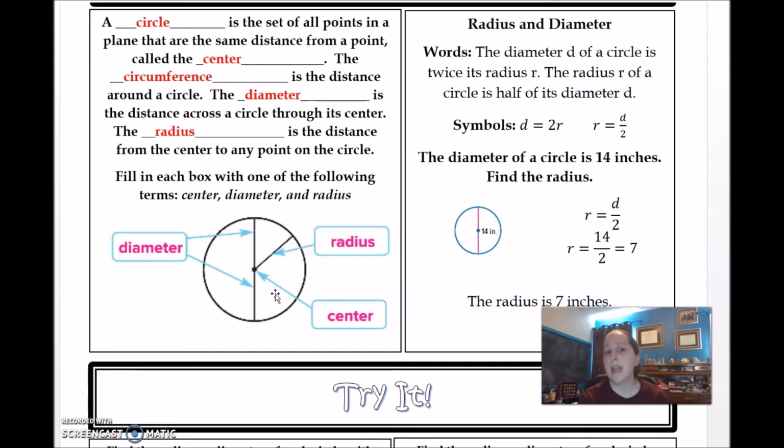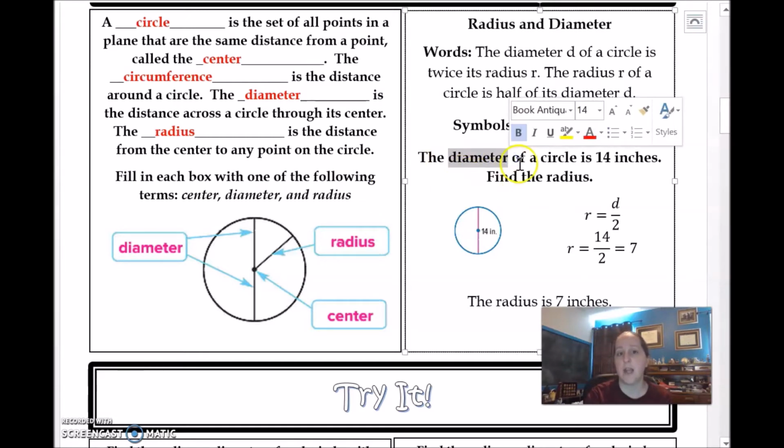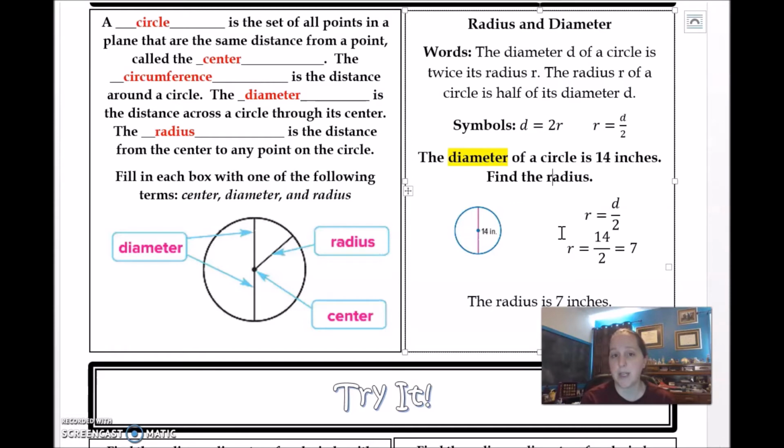For example, the diameter of a circle is 14 inches. That's the first thing I need to know, that it's a diameter. This is going to tell me which formula I'm going to use. So for diameter, I use d equals 2 times r. I'm finding my radius, so d divided by 2 is going to give me my answer. So d divided by 2, which is 14, that's my diameter, divided by 2 equals 7. So the radius is 7.